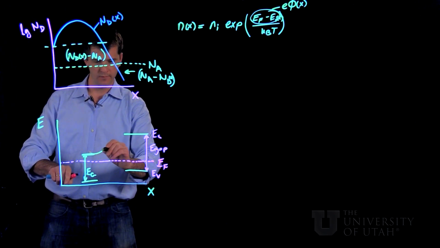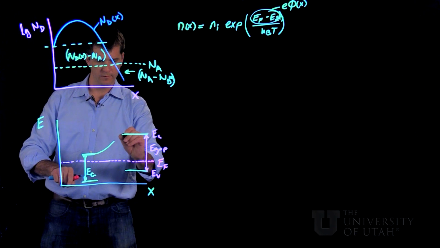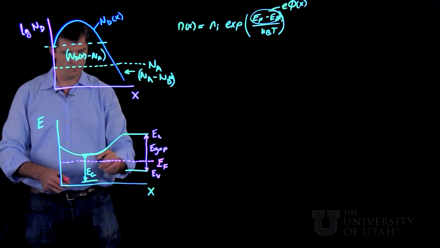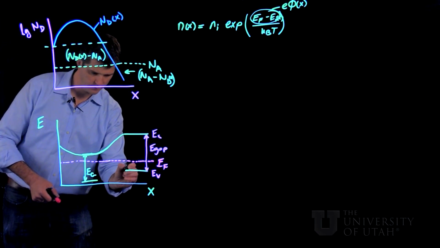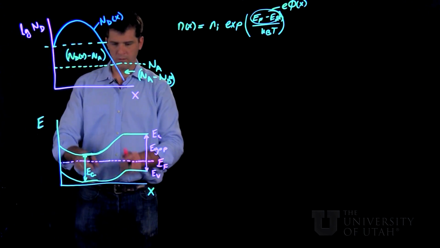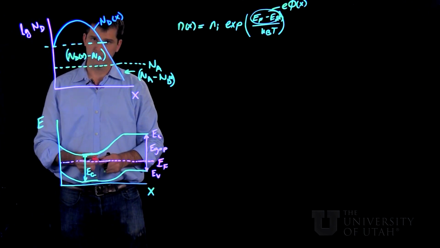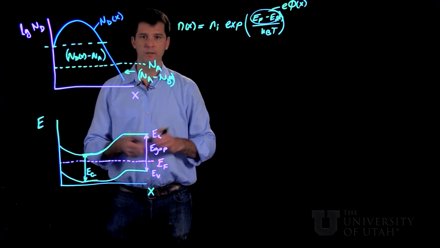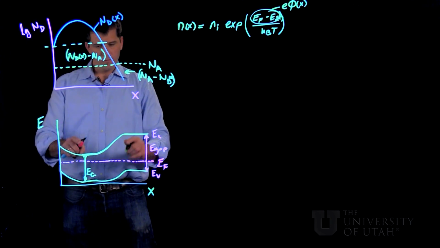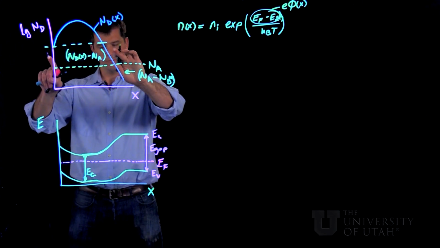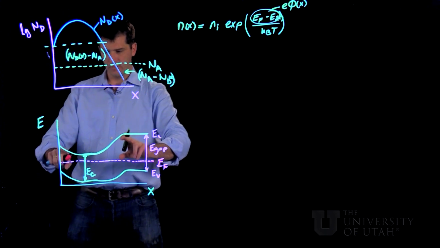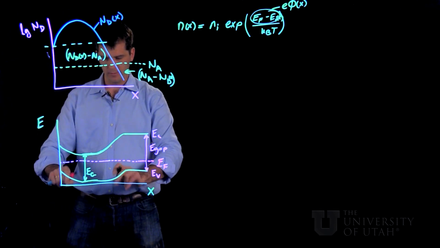Now if I connect these regions with curved lines, the overall band diagram has to look something like this. And we'll learn later a little more about the details of the shapes of these lines when we start talking about PN junctions and Schottky junctions. So the presence of this non-uniform impurity distribution actually introduces this band bending in the semiconductor.